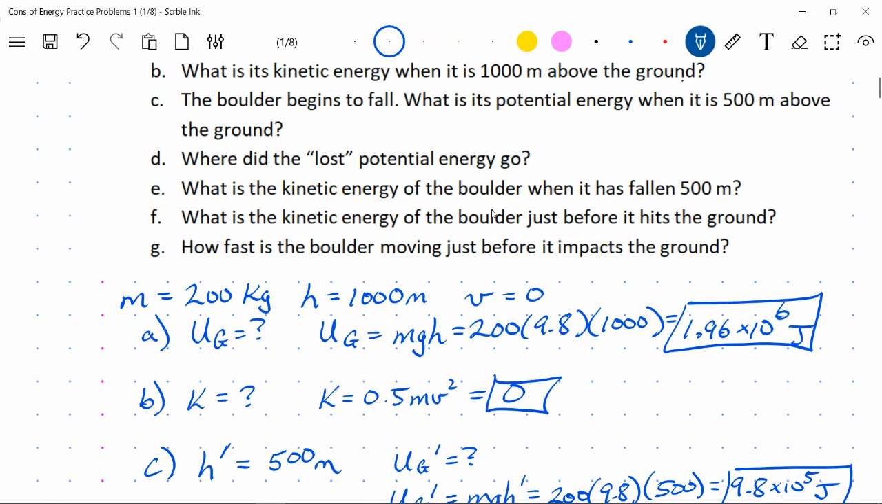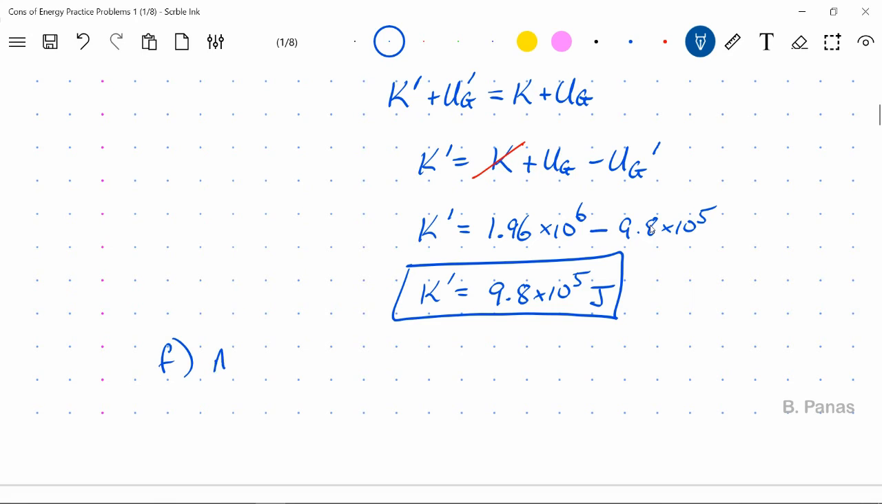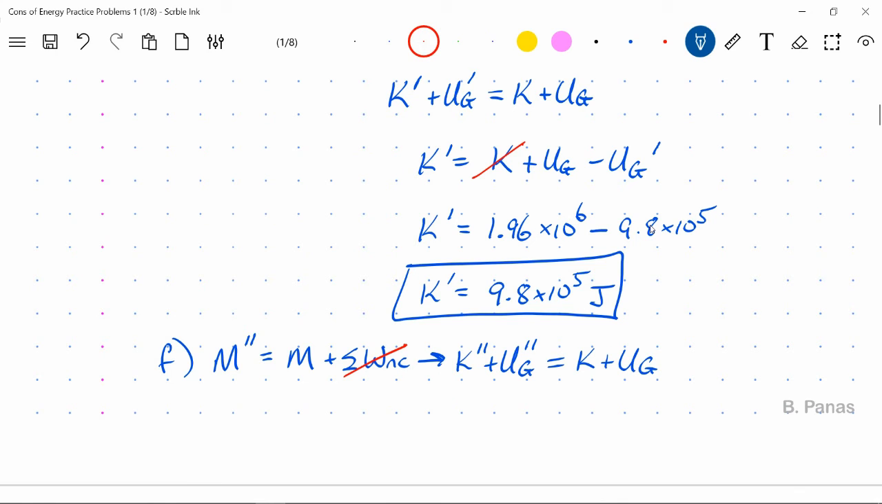Part F, which said, what's the kinetic energy just before it hits the ground? So check this out. The mechanical energy that you end up with is equal to the mechanical energy you started with, plus the net work done by non-conservative forces. And once again, there was none of that. This means that the kinetic energy you end with plus the gravitational potential energy you end with is equal to the kinetic energy you started with plus the gravitational potential energy that you started with. And this simplifies quite a bit too.